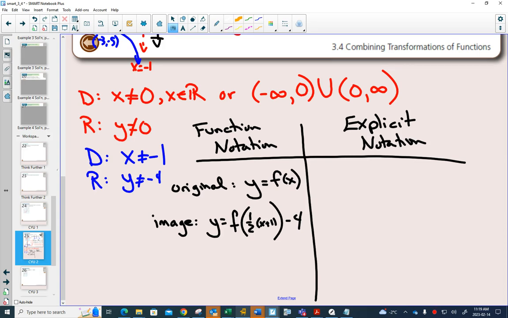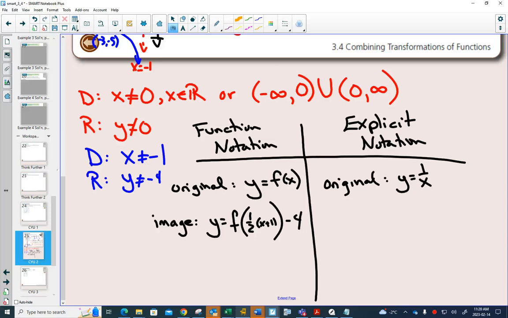Now, in explicit notation, we can use explicit notation if we recognize the graph. And this one we did. It was from our blue page. It was the 1 over x graph. So the explicit notation for the original would be y equals 1 over x. That's the actual equation of the original one.